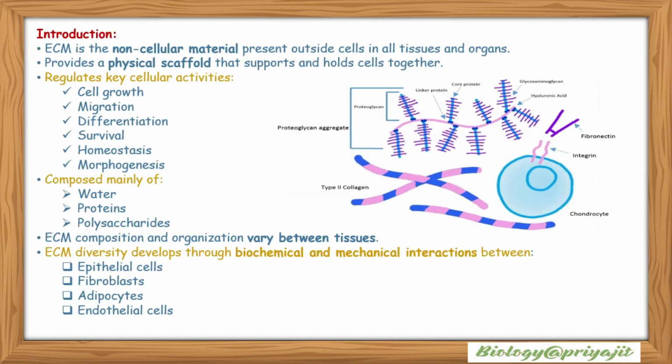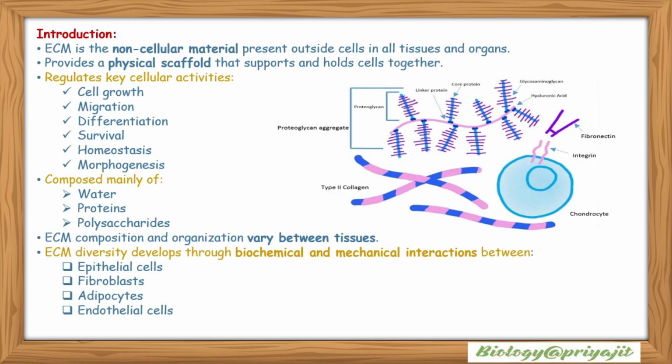So, ECM or extracellular matrix is the non-cellular material present outside the cell in all tissues and organs. We have already studied the internal structures of the cell. Now we'll study the extracellular material which provides a physical scaffold that supports and holds cells together.